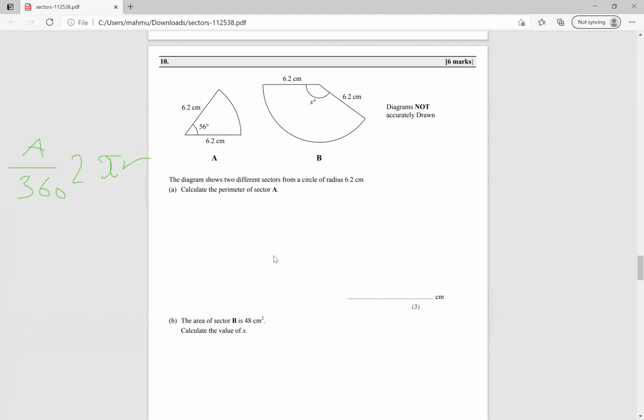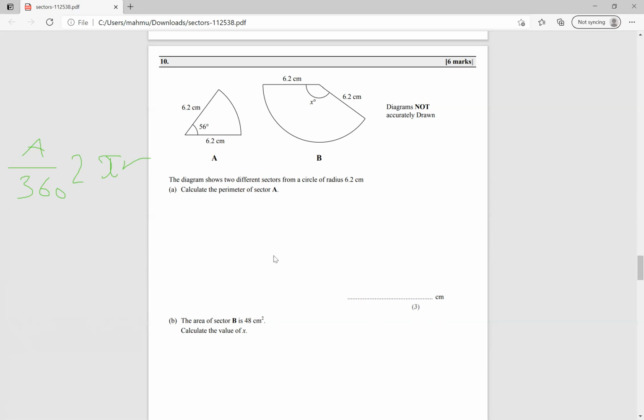0.973. Is that your answer? Let me see. No, and then I have to times it by the radius, which is 6.2. So you have 56, oops, so I have 6.032. 56 divided by 360, that gives you 0.15. And 2 times 3.14 times 6.2 times 0.15.